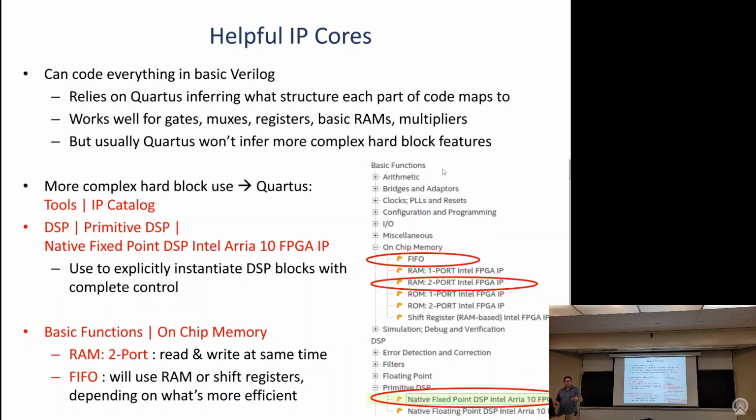It has a read pointer and a write pointer, so it knows where the next thing you're going to put in is, where the next thing you should take out is. And Quartus will actually use either RAM or shift registers depending on the size of the FIFO you ask for, so it'll automatically decide what it thinks is more efficient. So you just ask for the same thing, and it'll optimize it for you.